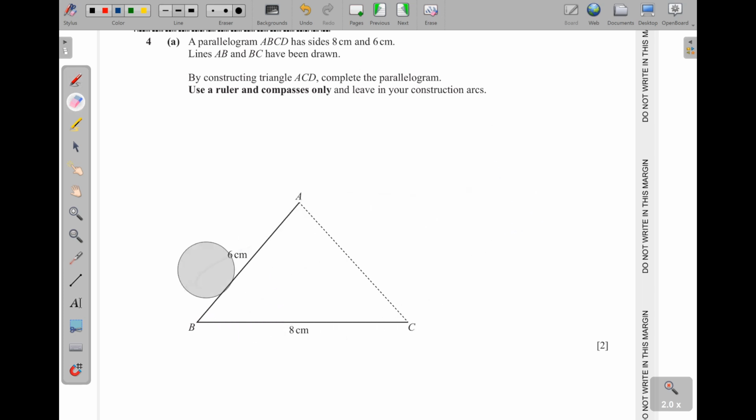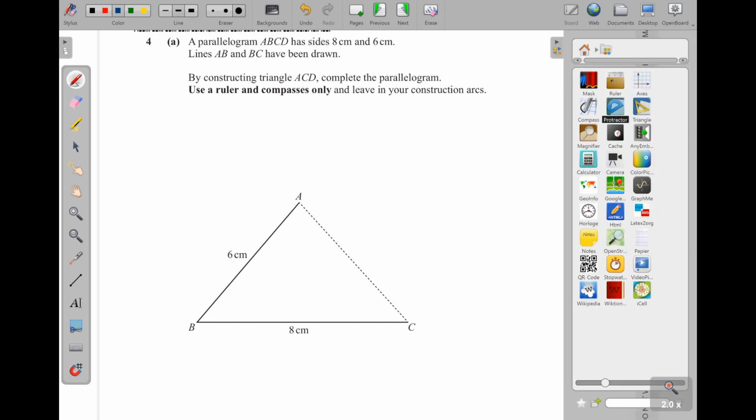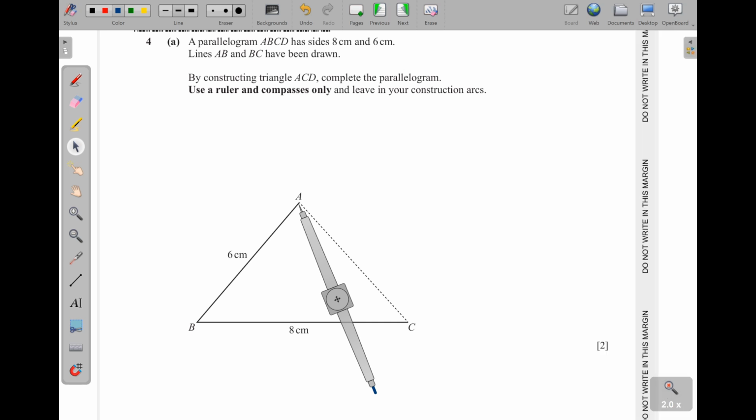Okay, so I'm going to get my compass here. My compass is here. So mine can measure the distances here. So we need 8 centimeters. But we can use a ruler, that is 8. So I'll put it on A here.